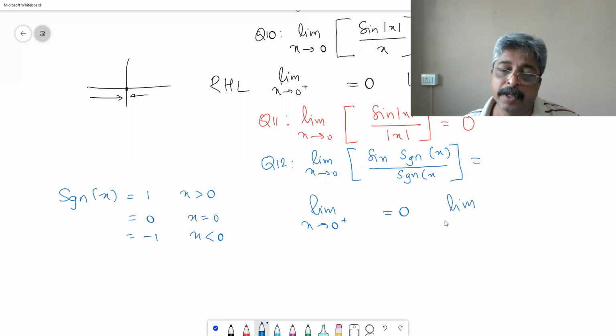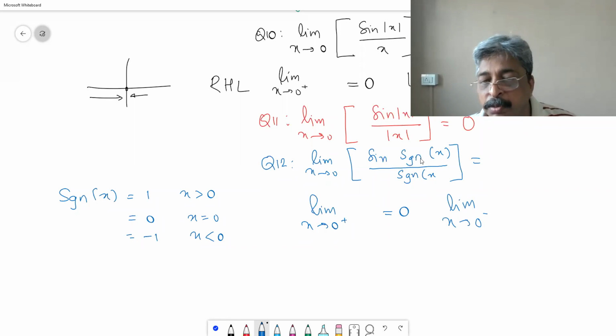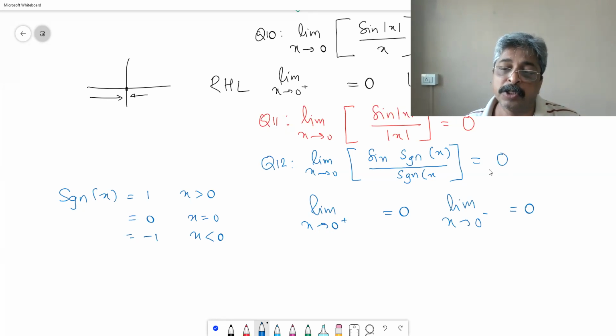Limit x tends to 0 minus, the answer is sin of opposite of 1 upon opposite of 1, correct? The minus sign gets cancelled, the fraction remains the same, and the greatest integer of that fraction, which is less than 1 but positive, is again going to be equal to 0. Therefore the answer for this is C. Very good. Question number 30.